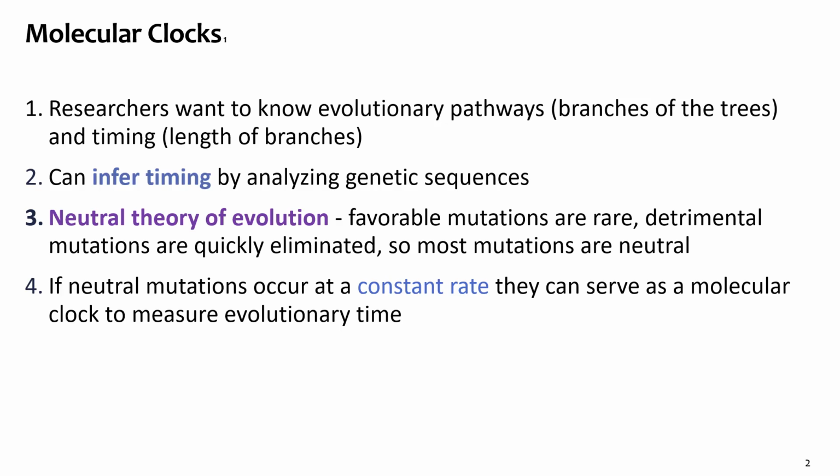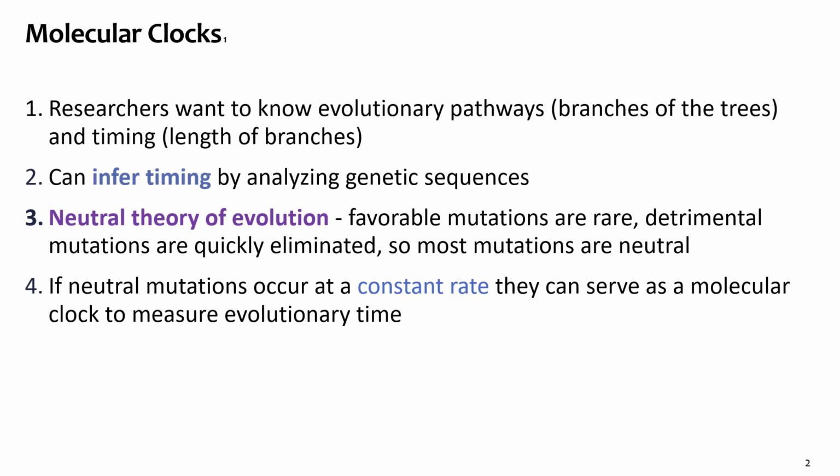There are some limitations to this. One is that not all organism sequences change at the same rate. So there's no single constant rate of neutral mutation, but we can generally use this. But the more important part of this is that if we have neutral mutations accumulating, the more mutations that accumulate are going to represent a longer time frame since two groups split from one another.